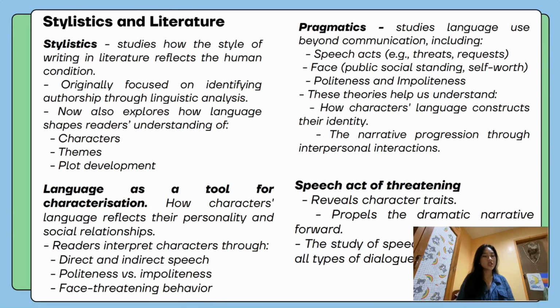stylistics goes beyond authorship and looks at how the style of writing helps shape the reader's understanding of different elements in a story. It also examines how an author's language choices influence our perception of the characters, which is how the way characters speak or are described tells us about their personalities, motives, or relationships. And also themes, which are language patterns that highlight the main ideas or messages of the story, like love, conflict, or identity. And lastly is plot development. It is how the language creates suspense, builds tension, or signals important turning points in the narrative.